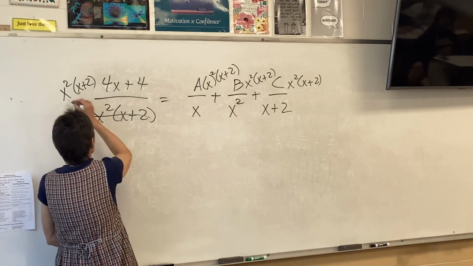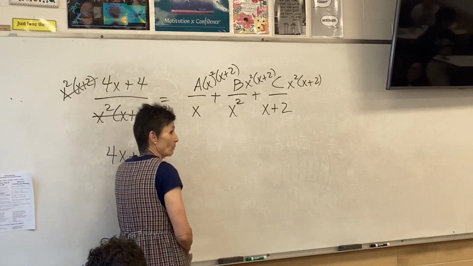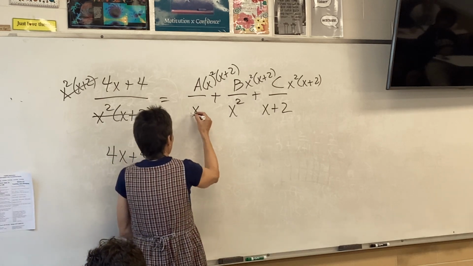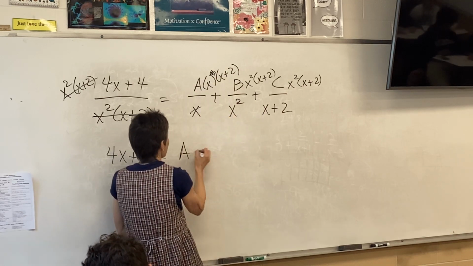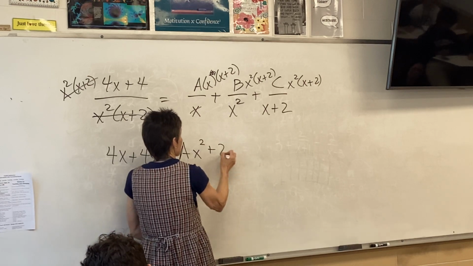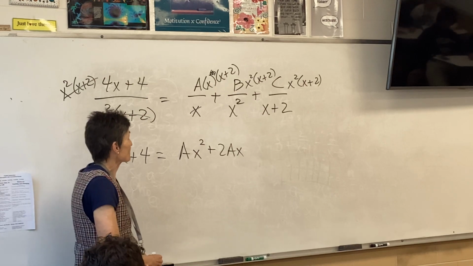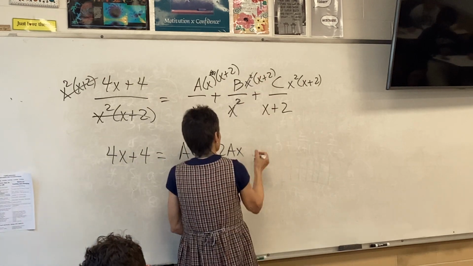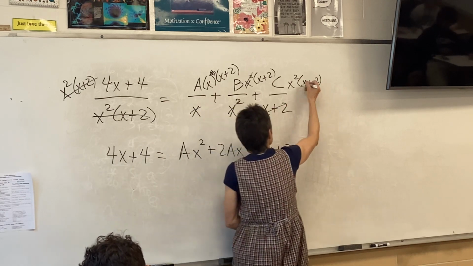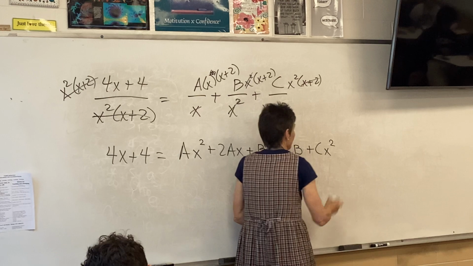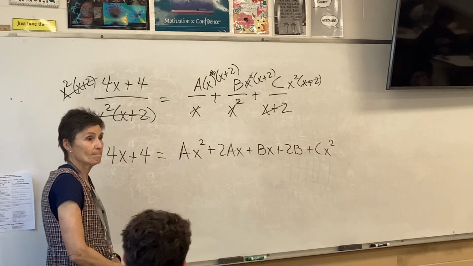So this is going. So we have 4x plus 4 equal to, okay, what are we gonna have here? Well, that's gonna cancel with that. So I'm gonna have ax squared plus 2ax. That's gonna cancel, so I have bx plus 2b. And that's gonna cancel, so I have cx squared. Does that look about right to everybody?